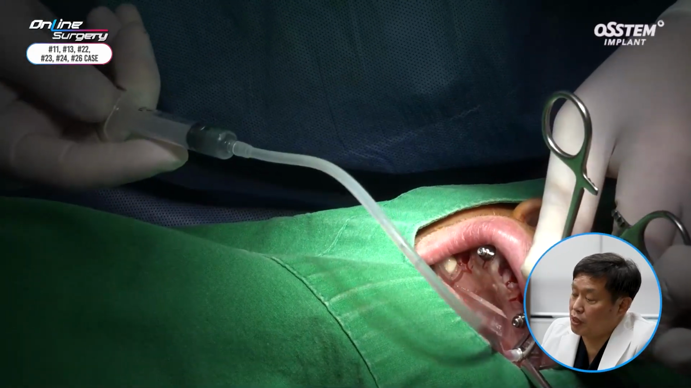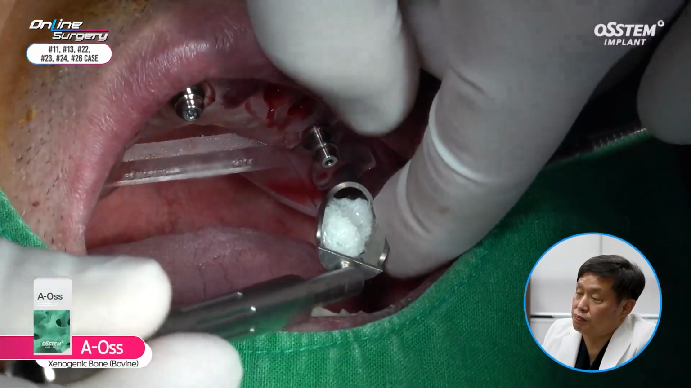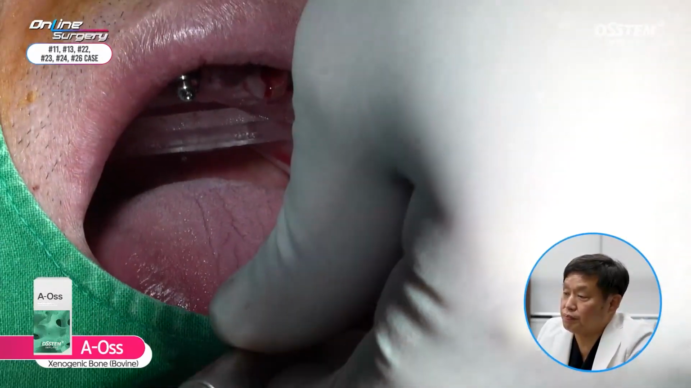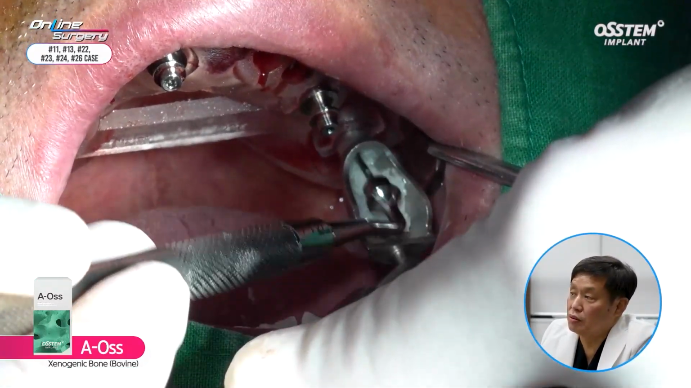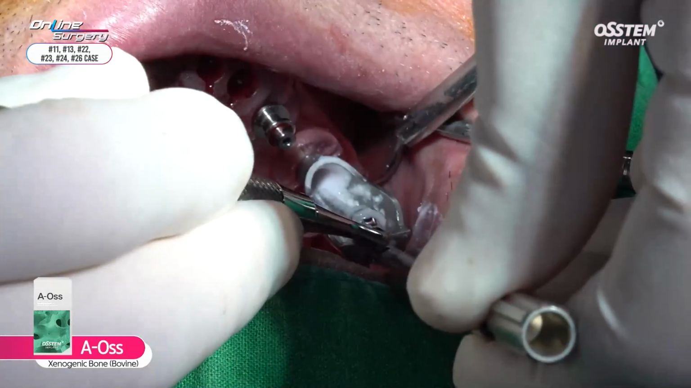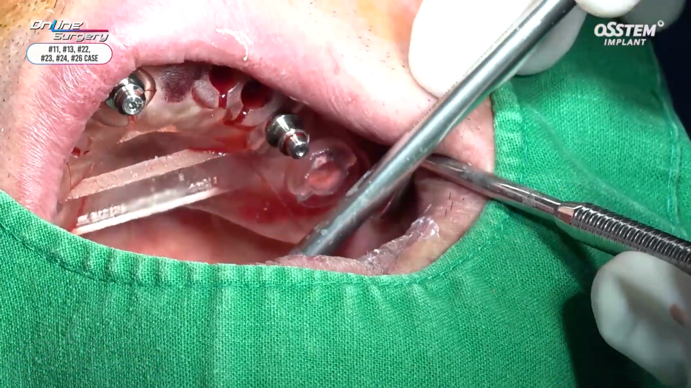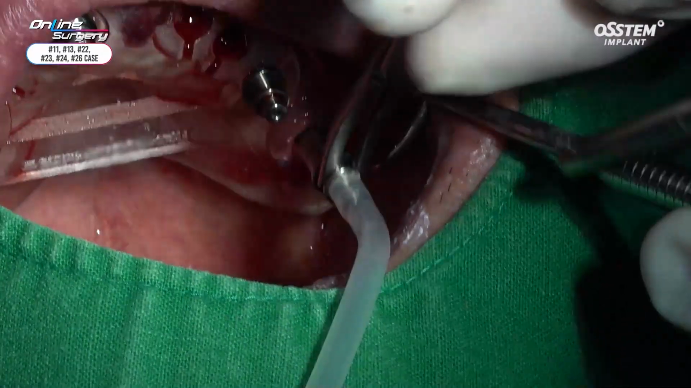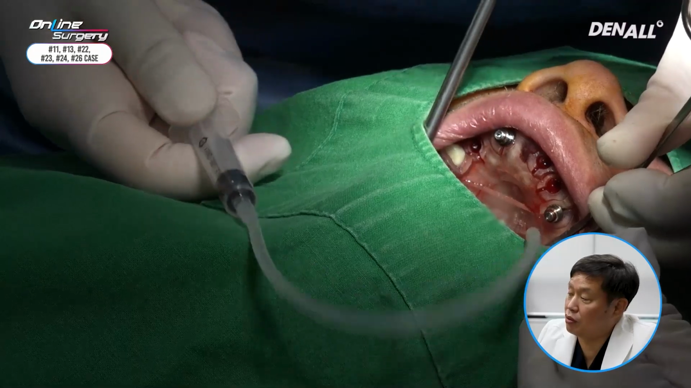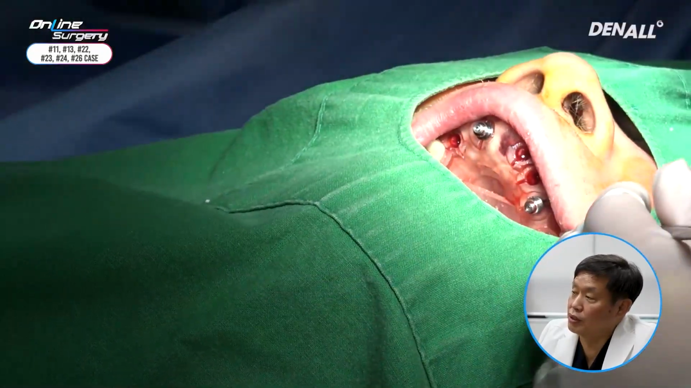You can see blood regurgitation. Bone graft was done. On the bone carrier, AOS was placed. The bone condenser was used to perform bone graft. The lifter was used, aspiration was done. You could see that there's negative pressure and graft materials are concentrated rather than being scattered.